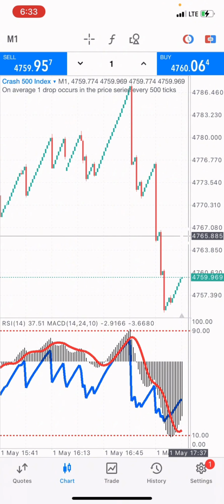So if you want to know how to get a good entry point for either a buy or a sell on the crash and boom market, you want to be trading these indices consistently so that you'll be able to know when price will buy and when price would sell. You want to be familiar with the market. So we're going to end this trade right here.